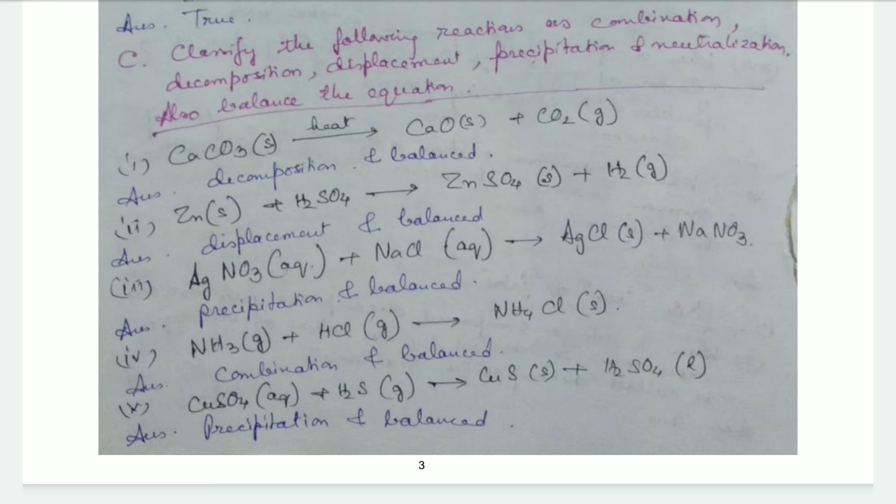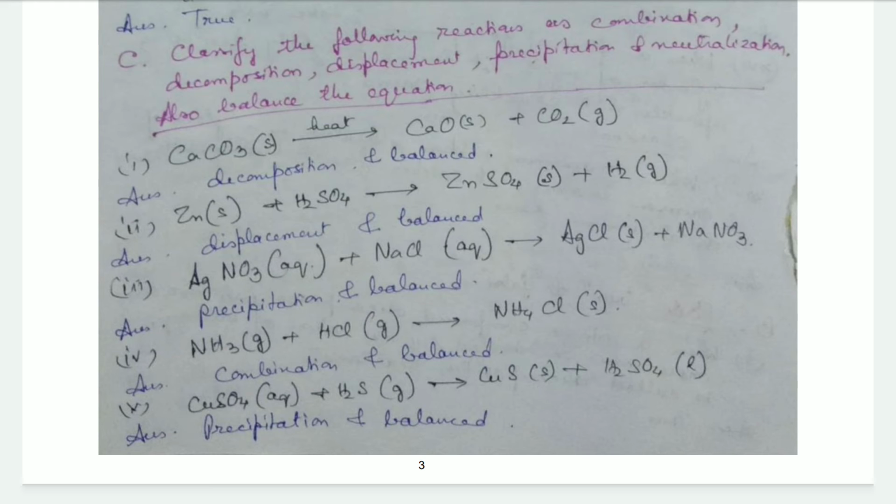Then zinc, which is a solid, reacts with sulfuric acid and forms zinc sulfate, which is a solid again, and hydrogen is liberated as a gas. So this is a displacement reaction. Zinc displaces hydrogen from sulfuric acid, and the equation is balanced already.